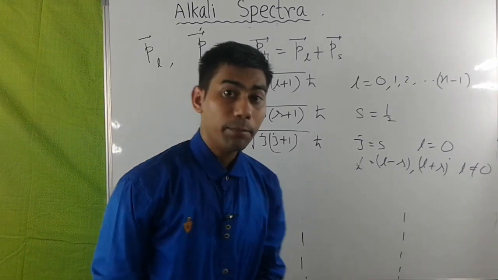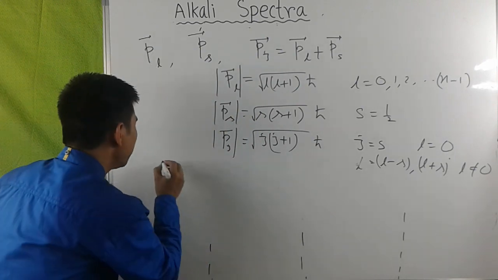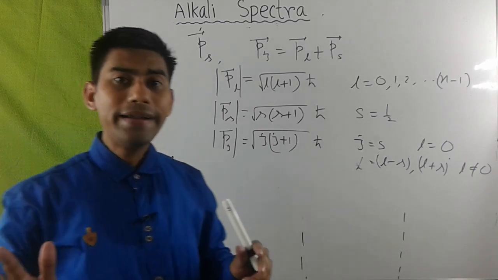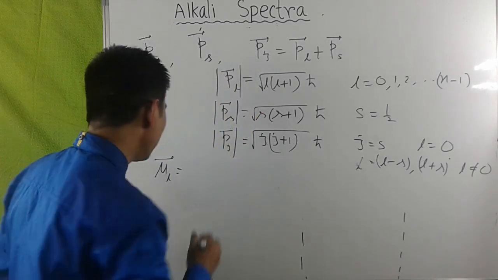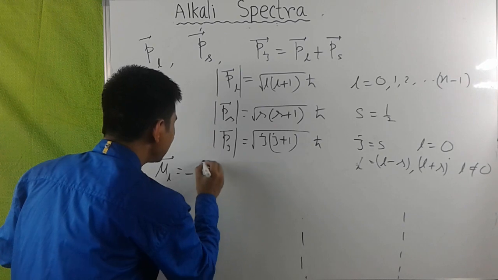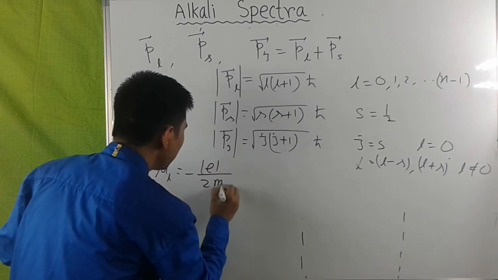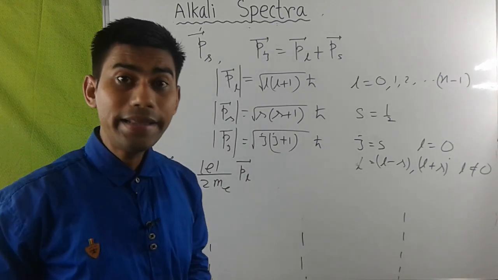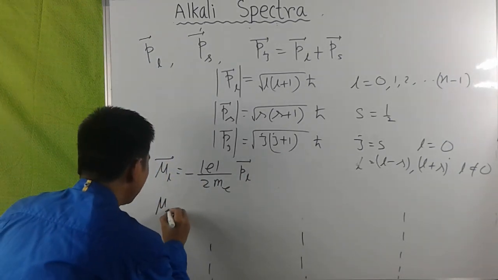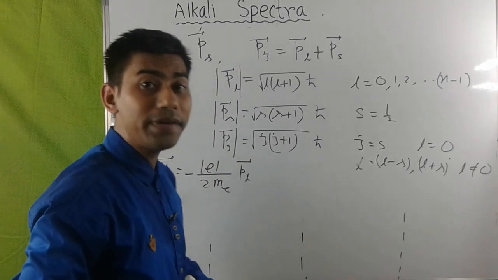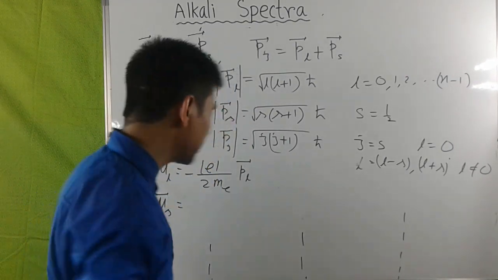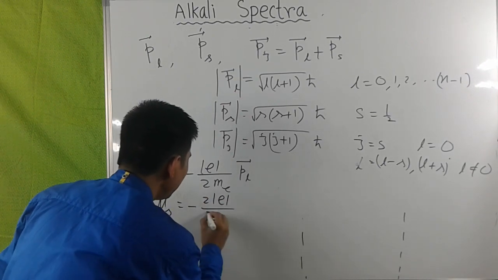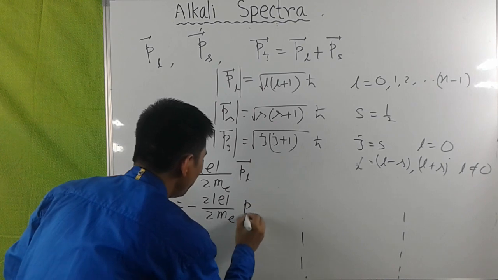Now the magnetic dipole moment mu_L vector due to the orbital motion of the electron is given by mu_L vector equals minus e by 2m_e into P_L vector, and the magnetic dipole moment mu_S vector due to the spin motion of the electron is given by mu_S vector equals minus 2 modulus of e into 2m_e into P_S vector.